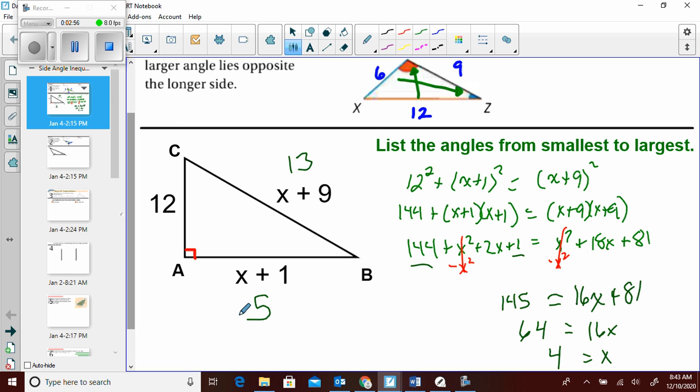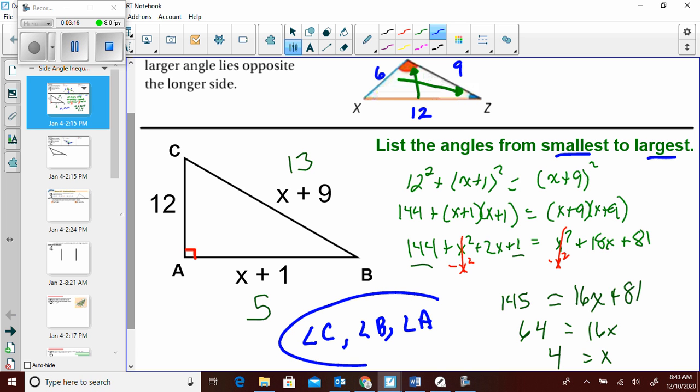Remember, that's a perfect triple, 5, 12, 13. So it's asking for the angles from smallest to largest. The smallest angle must be across from 5. Angle C, angle B, angle A. Don't go by what it looks like, go by what the algebra gives you. It doesn't matter that this looks bigger than that. Go by what the algebra tells you.